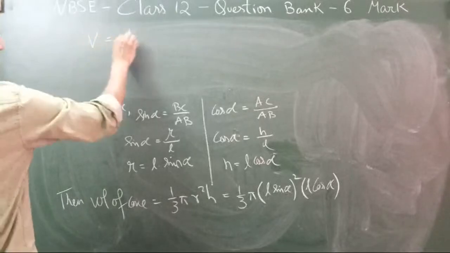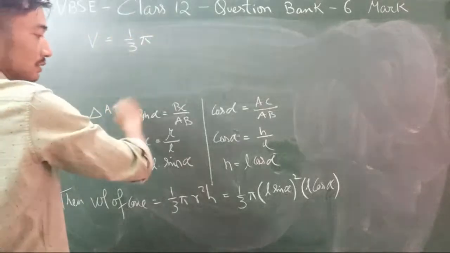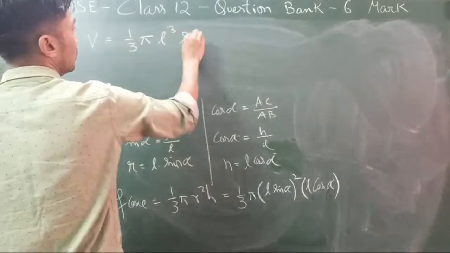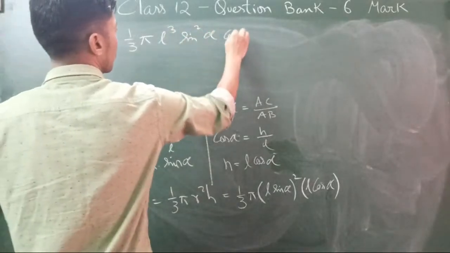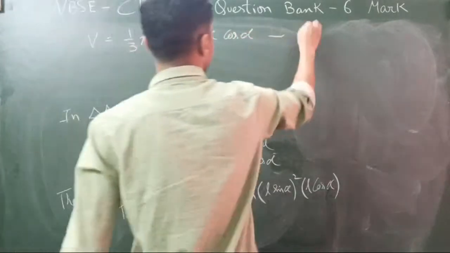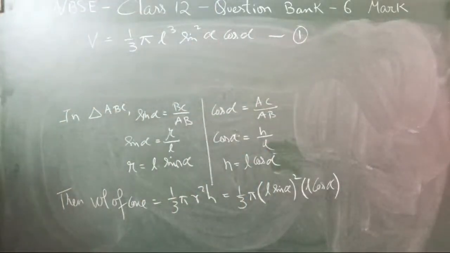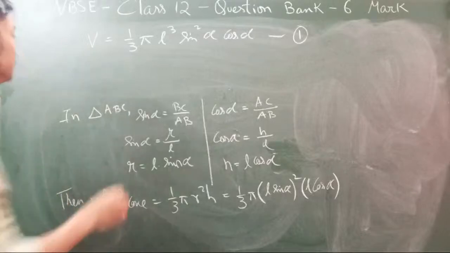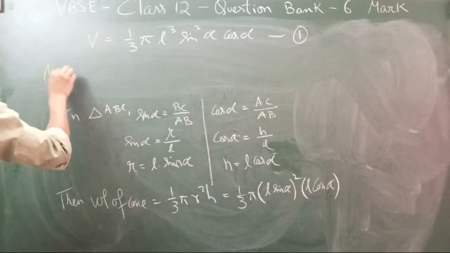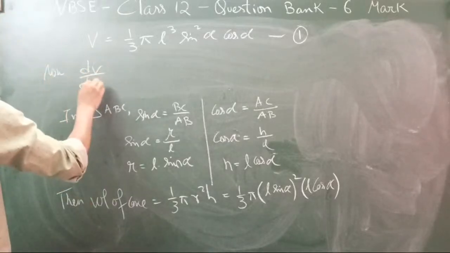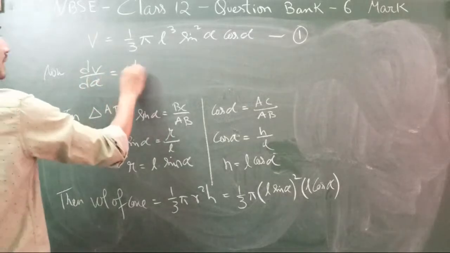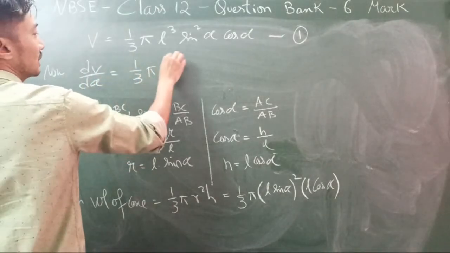So V equal to 1 by 3 pi L cube sine square alpha cos alpha. Alright, so let's begin our test. Now let's differentiate with respect to our parameter alpha. Alpha or theta or whatever you use, okay?